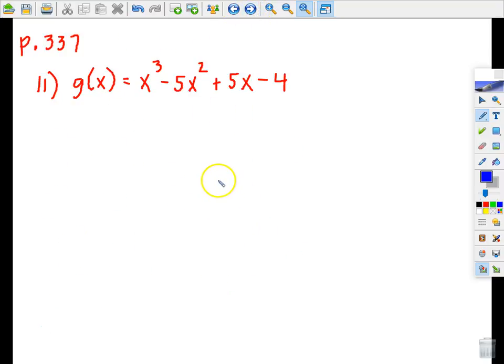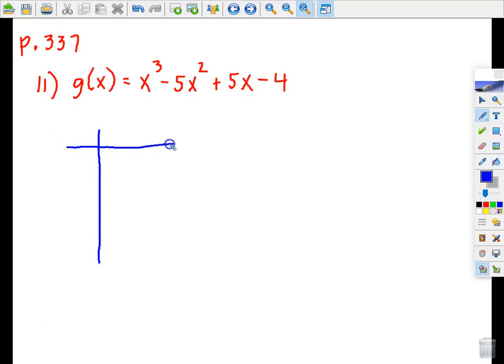Now let's shift over to page 337 and do a few of these. Same idea. The only difference here, I guess, is we're not told to list all possible rational roots. We're just finding all the zeros. Now, remember, finding zeros is really the same thing as finding the roots or the solutions. Let's check the pattern and see if it exists. Doesn't look like it does, because 1 times negative 5 times positive 5 does not equal negative 4. So we're going to have to use our table.